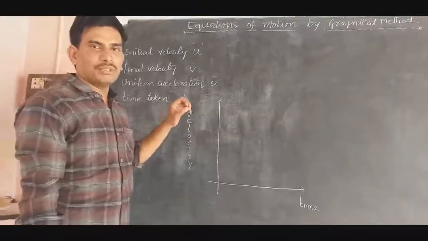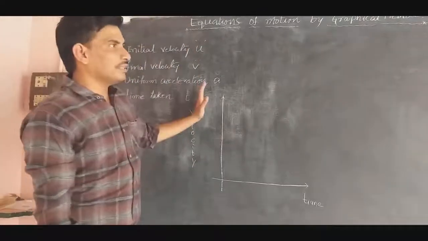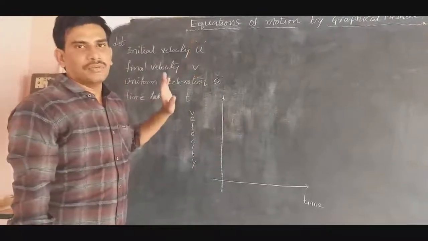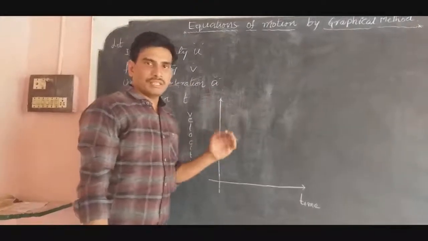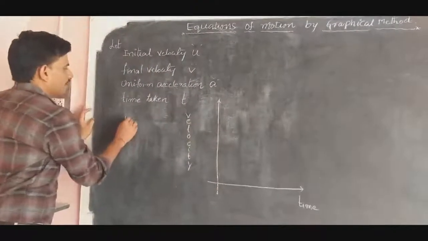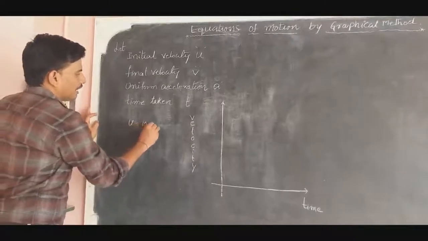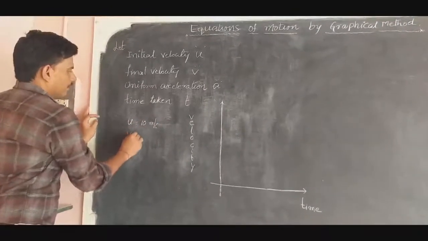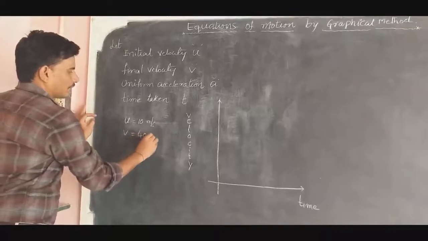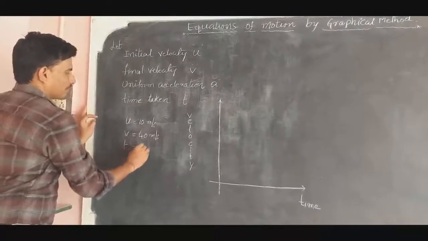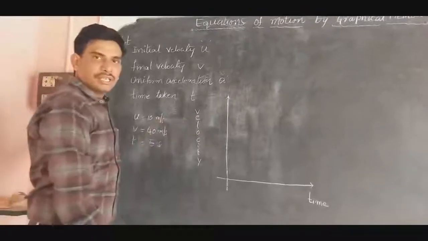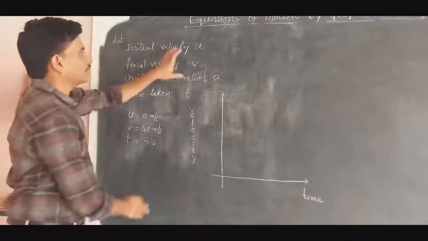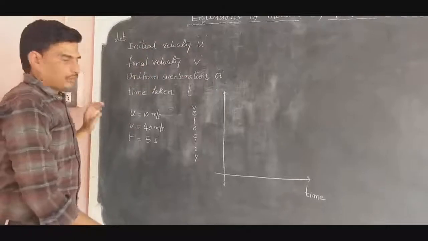Just with one example we will get habituated to how to represent this on a graph. I will give one numerical example, then we will apply this as it is in terms of variables u, v, a and t. So before that, some practice with the numericals. I am taking the initial velocity as 10 meter per second, and it attains the final velocity of 40 meter per second within the time duration of 5 seconds. How will you represent this information on graph paper? If you get used to this, then you can represent this also.